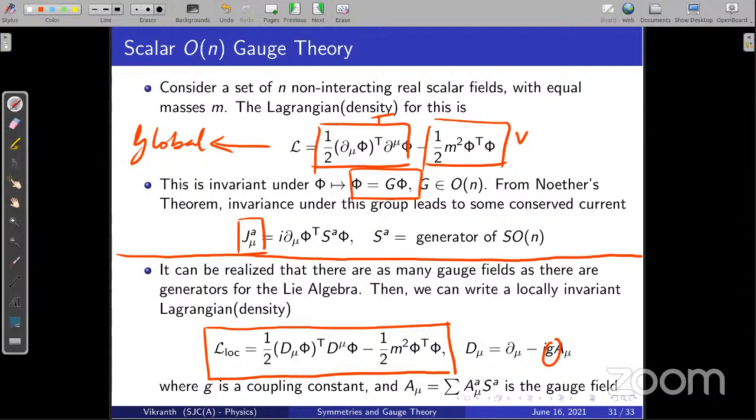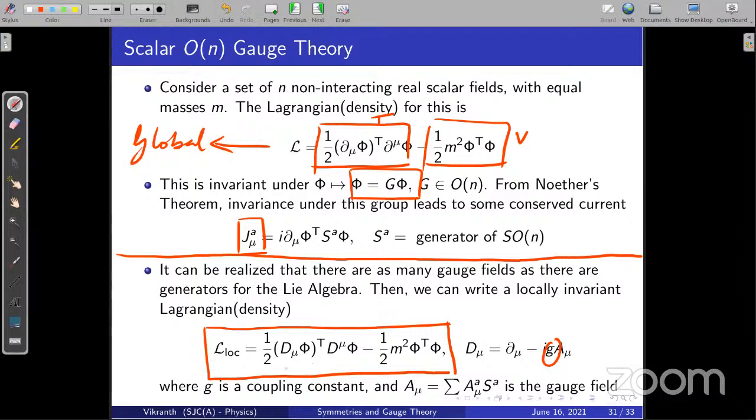We want it to be the same at every single point of the field. So we want to deal with local transformations. And that is why we change things a little bit. We change how we define our field, how we differentiate, and how we find the kinetic term for our Lagrangian and so on. Using all of that, you can write a locally invariant Lagrangian.